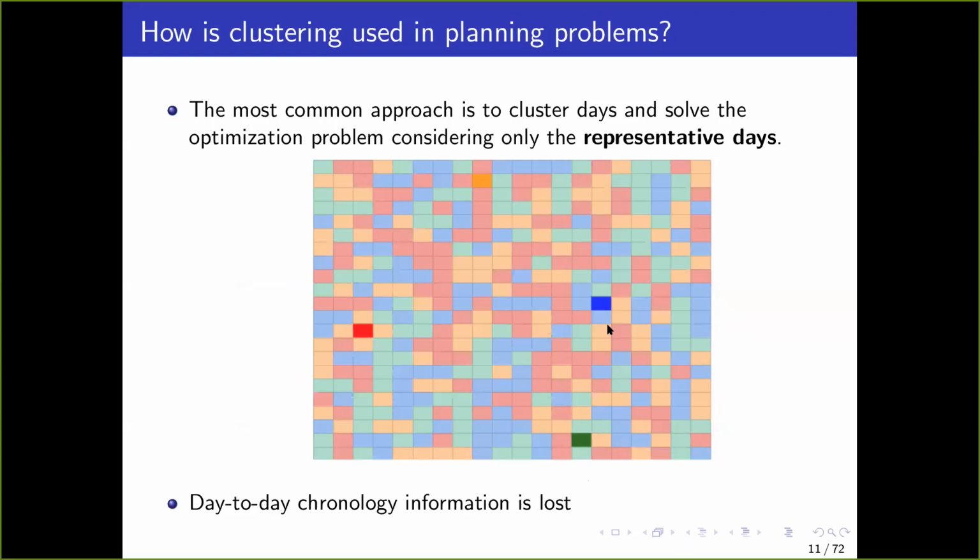So that's going to save you some computational time, of course, but then you have to keep in mind that if you do it like this, you are going to lose all day-to-day chronology information, because you are basically taking 4 days that are not consecutive.